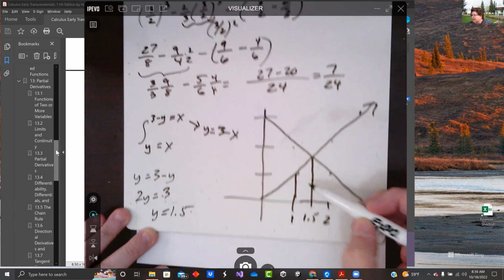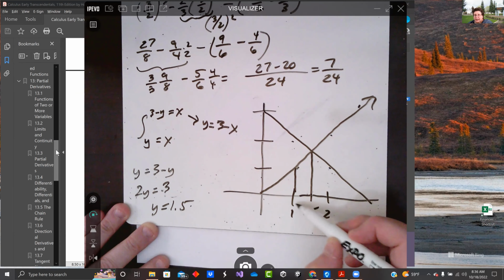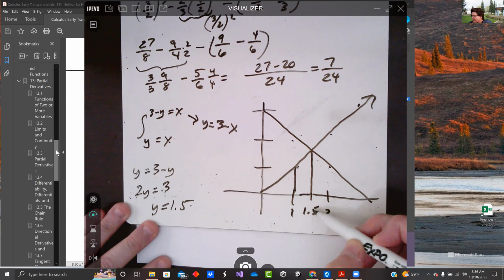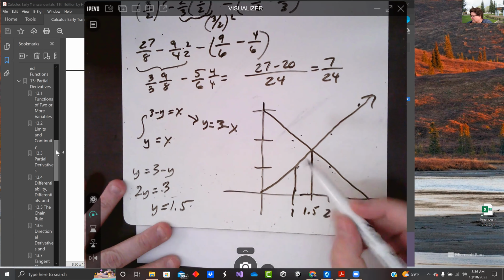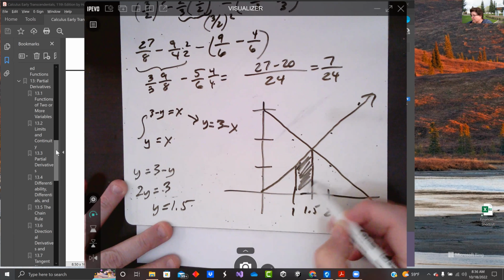So this is what we're looking at here. We did do x from 1 to 1.5. Now we want to do x in terms of y. So if we want to switch this in, this is what we're looking at right here. Everyone with me right there?